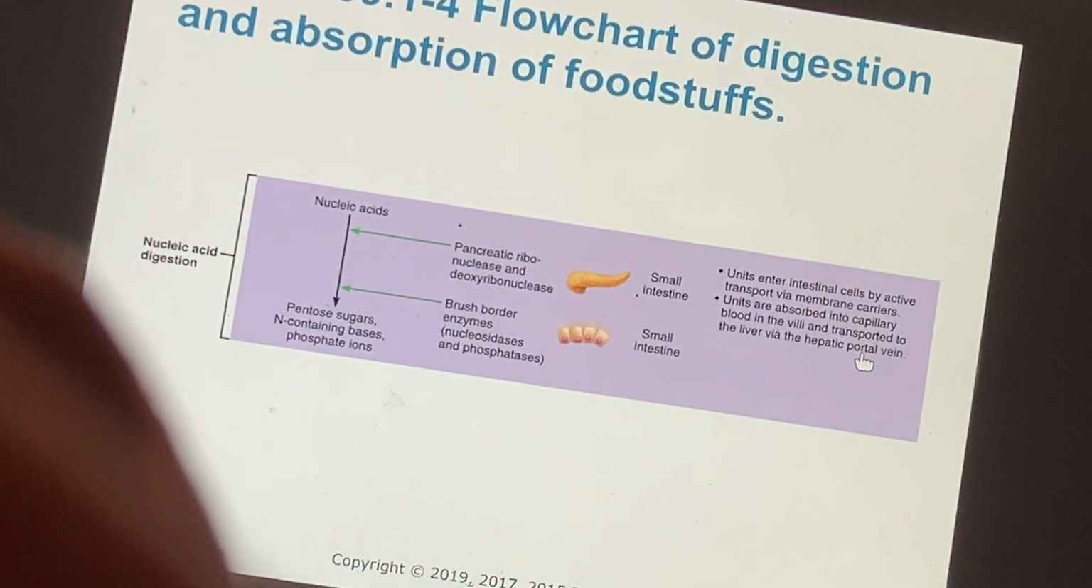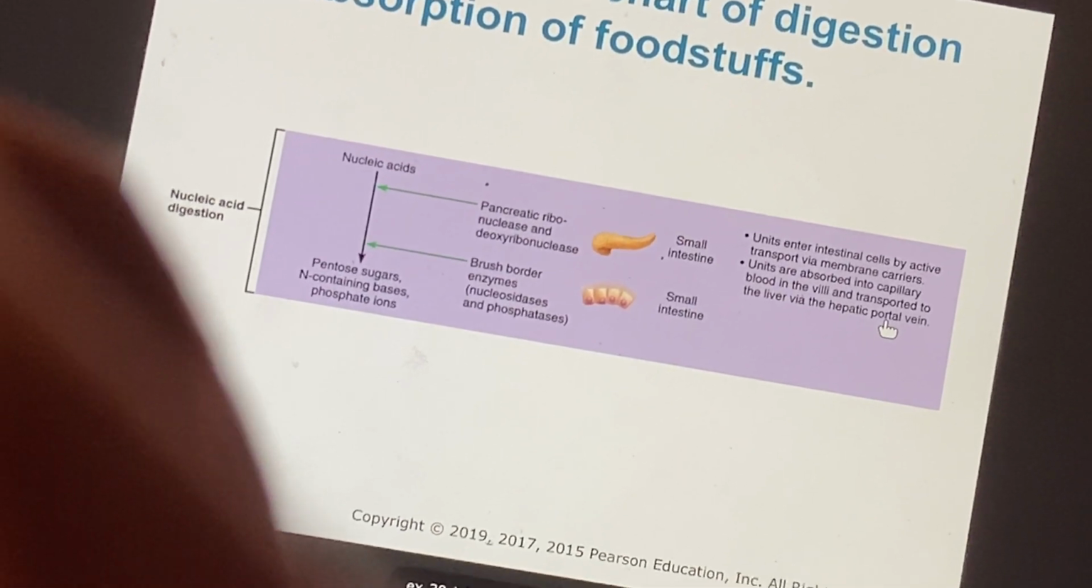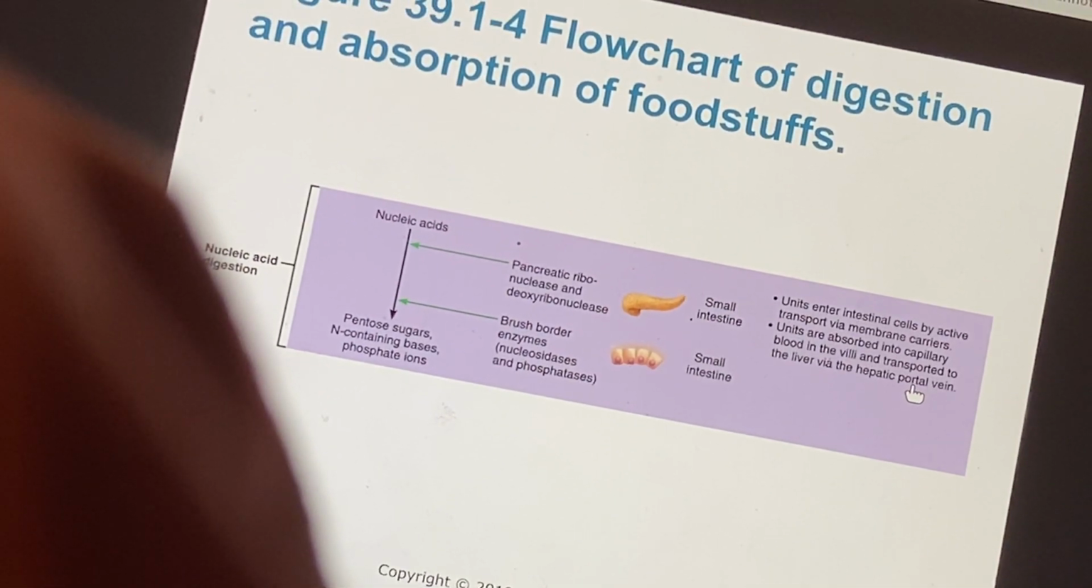So, what are the end products of these nucleic acids? If you break them down using the pancreatic ribonuclease or deoxyribonucleases, and also the nucleosidases and phosphatases in the small intestines, they will break them down into pentose sugar, nitrogen-containing bases, and phosphate ions. So these are the end products of nucleic acid digestion. All right, so that is the basic knowledge that we have to know.